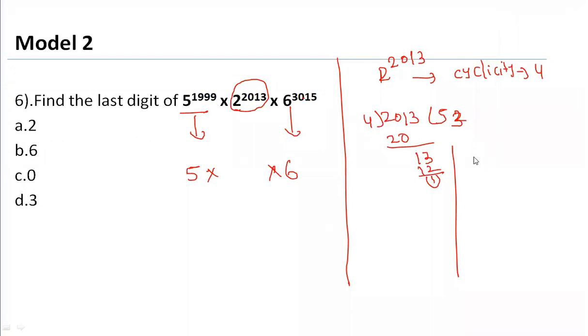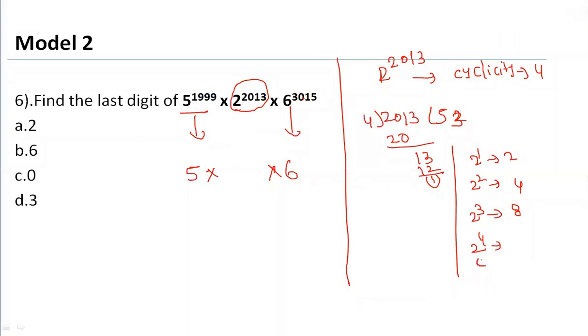If the remainder is 1, 2 power 1 value is the unit digit answer. If the remainder is 2, 2 power 2 value is the unit digit answer. If the remainder is 3, then 2 power 3 is the unit digit answer. If the remainder is 0, listen carefully: when you divide by 4, you can't get a remainder of 4, guys. When you divide by 4, you can get a remainder of 0.